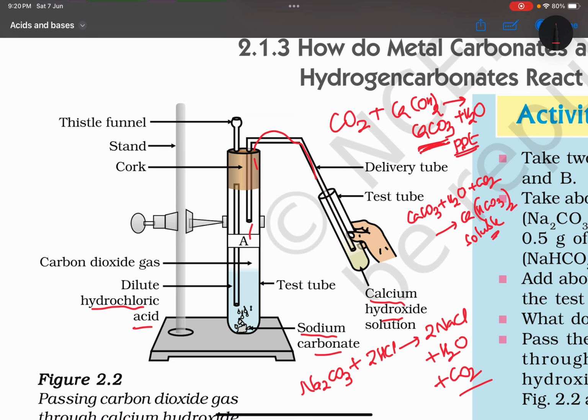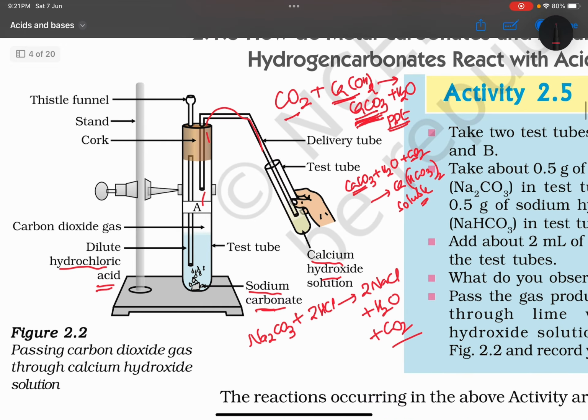See, first hydrochloric acid is reacting with sodium carbonate and releasing carbon dioxide. To test the carbon dioxide, we are passing it into calcium hydroxide solution, so that you get a calcium carbonate white precipitate. But if you pass carbon dioxide for a long time, this white precipitate will disappear. So you must be very careful. If you pass carbon dioxide for a long time and expect a precipitate, no, the precipitate has already formed and gone. So you must be careful with it.